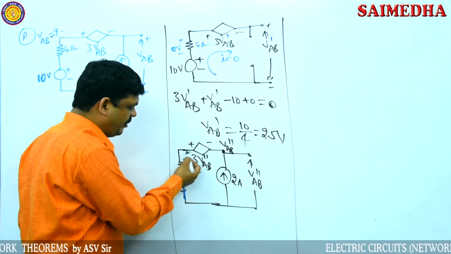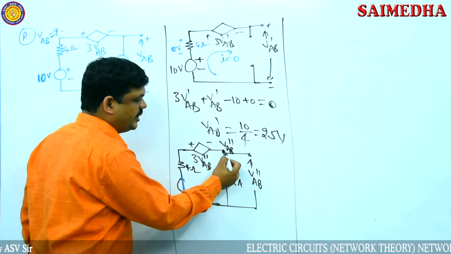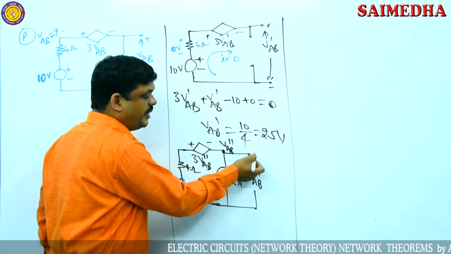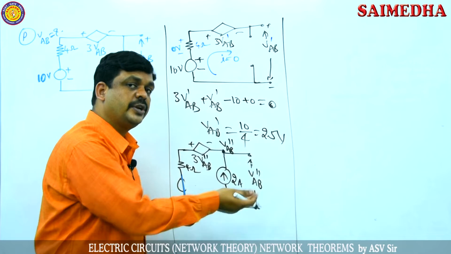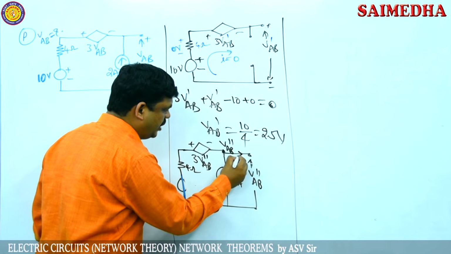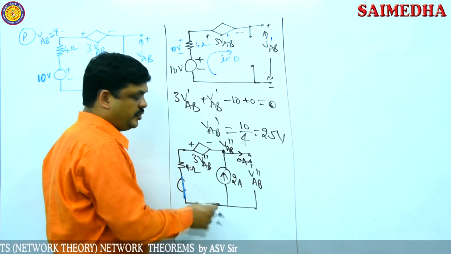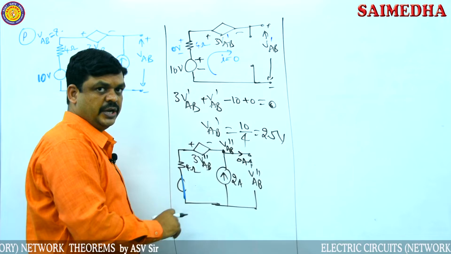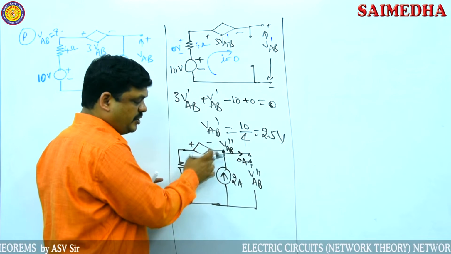Totally 3 branches are there. One branch is this branch, the second branch, and this is the third branch. But the third branch is open circuited. In an open circuit, the current is 0, so the current through this is 0 amps here. So we have to write only these two branch nodal equations. So this branch nodal equation is here.